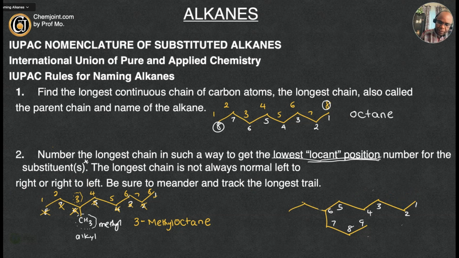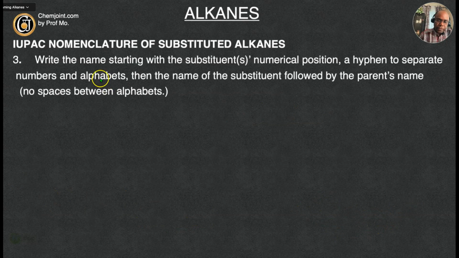So here I'm emphasizing that the longest chain is not always going from normal left to right. Sometimes you want to be sure to track the molecule around. Okay, so like here I had to curve down. Then you would write the name of the compound, starting with the substituents, using a hyphen to separate the numbers, then the name of the substituent followed by the parent's name. No spaces between alphabets. We've already done this step, but I'm going to give you more examples.